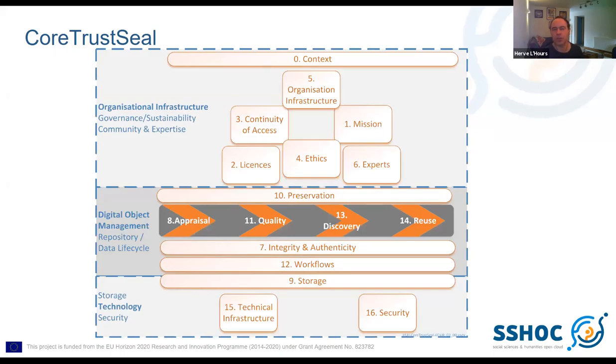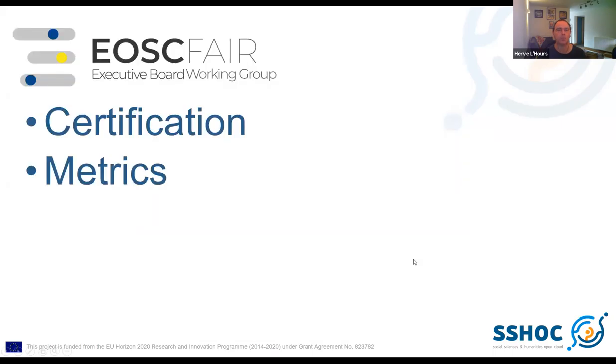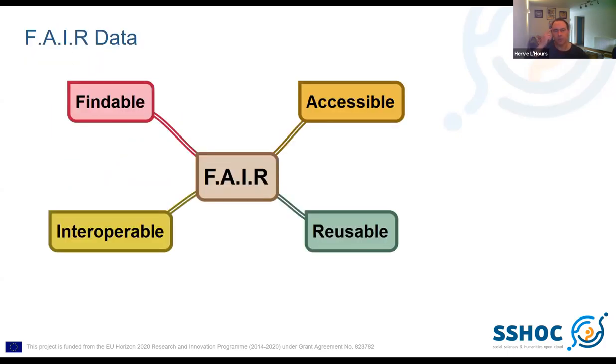So this is the core trust seal in context. You'll see the other unpleasant looking orange arrows in the middle there, which show the appraisal, quality, discovery, and reuse stages that get gone through to kind of deliver these data over time. But that's not all. The activities at the moment of the EOSC FAIR Executive Board Working Group are focusing on developing reports for both certification, not just in terms of repositories, but looking at wider data services as well, and some of the metrics that we apply to digital objects, which brings us to the inevitable FAIR aspects of all this.